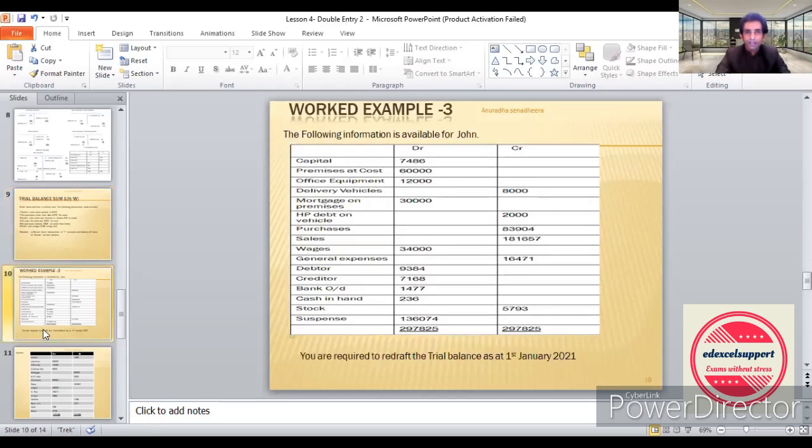Next one is Work Example 3. You are required to redraft the trial balance. Redrafting the trial balance means that what they have done is wrong. Whatever trial balance they have prepared is wrong. Therefore, we have to prepare the correct trial balance. So we'll try to prepare that one.